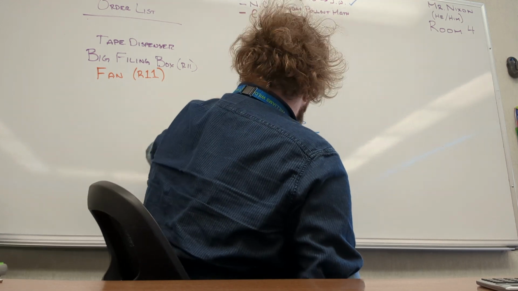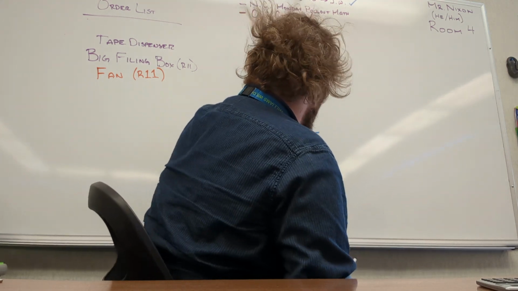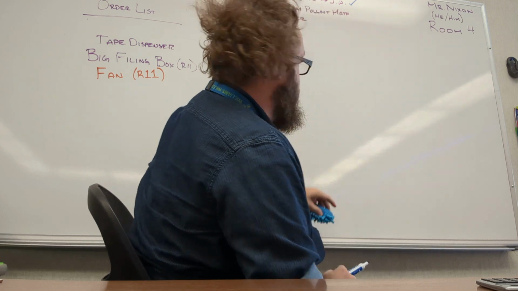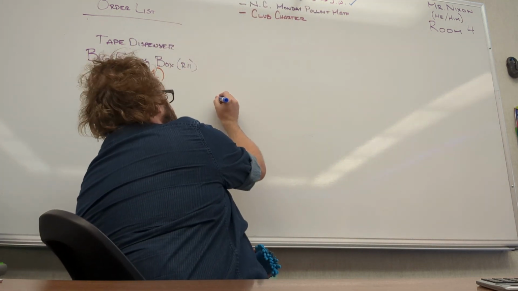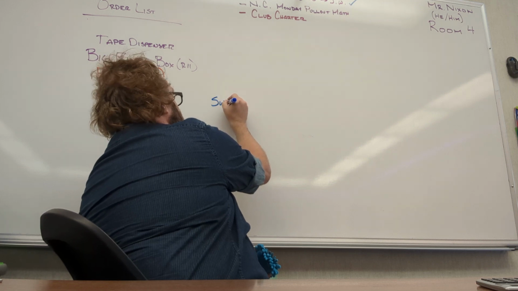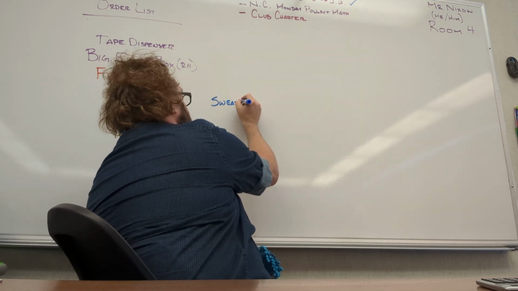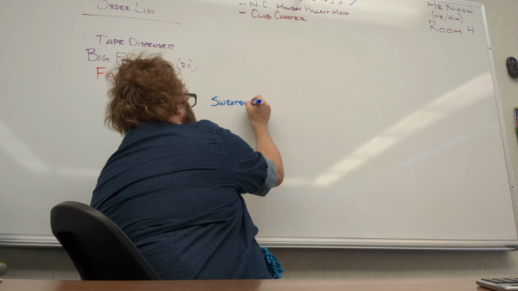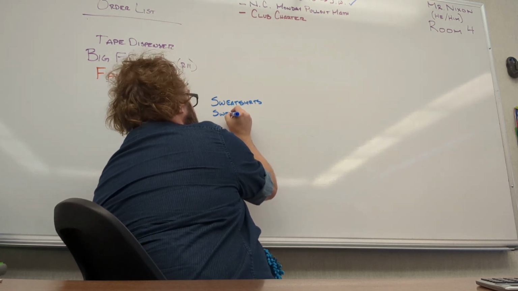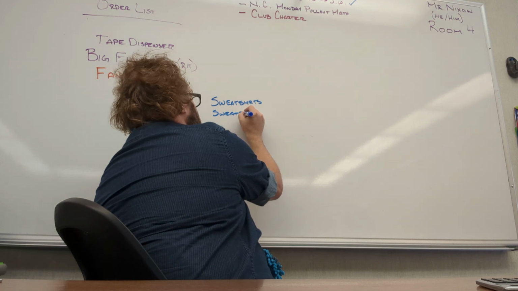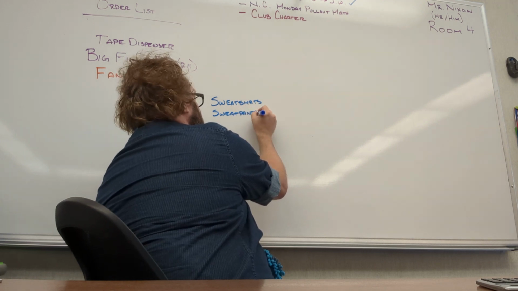A team is ordering sweatshirts and sweatpants for its players. Each sweatshirt costs $28 and each pair of sweatpants costs $15. Write an algebraic expression to represent the total cost if X players want sweatshirts and Y players want sweatpants.